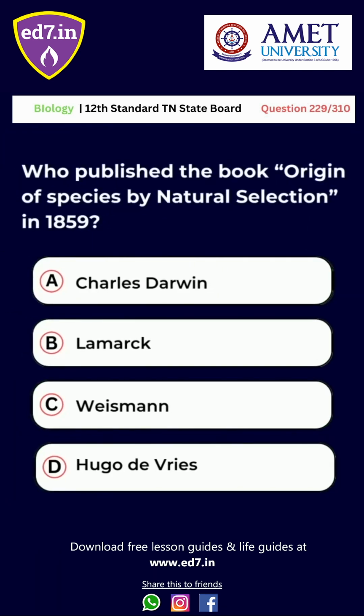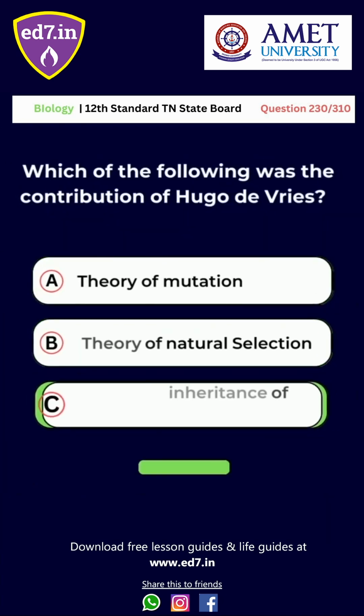Question number 229. Who published the book Origin of Species by Natural Selection in 1859? A. Charles Darwin, B. Lamarck, C. Weismann, D. Hugo de Vries. The right answer is option A. Charles Darwin.